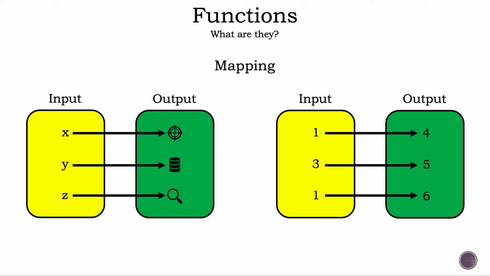Now, let's dive into the definition of a function by mapping different sets. Only one of these is a function. Which one do we think it is? That's correct, the one on the left. Each input only maps to one output. It doesn't matter if we have letters, symbols, or anything in between. The one on the right, we have two ones in the input set, but each one has a different output, so it is not a function, because in the definition it says each input only maps to one output.